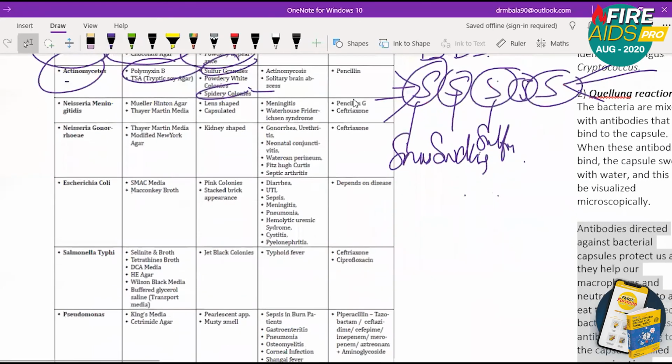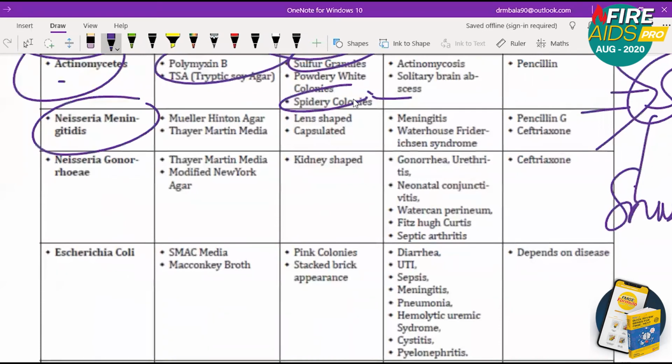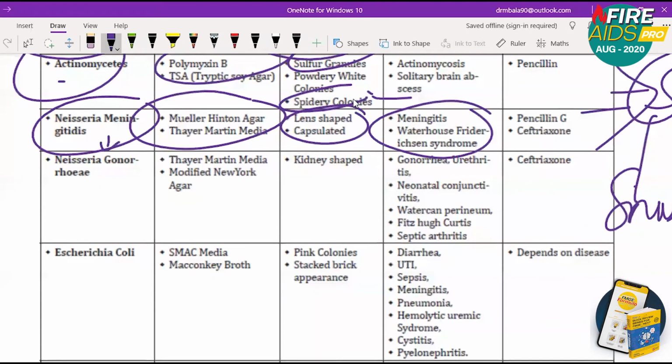Next is Neisseria meningitidis. Muller-Hinton agar and Thayer-Martin media are used. It is lens-shaped and capsulated. It causes meningitis. The complication is Waterhouse-Friderichsen syndrome. In contrast with meningitis is gonorrhea. Both are Neisseria infections. Thayer-Martin media and modified New York agar are used.